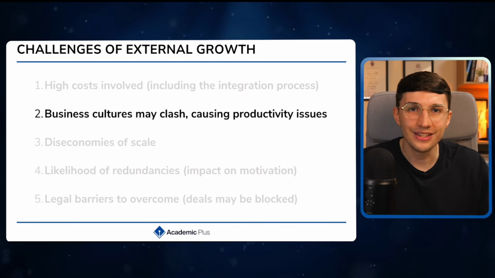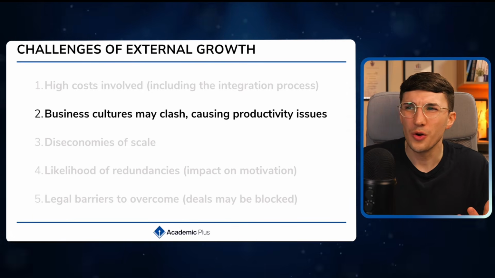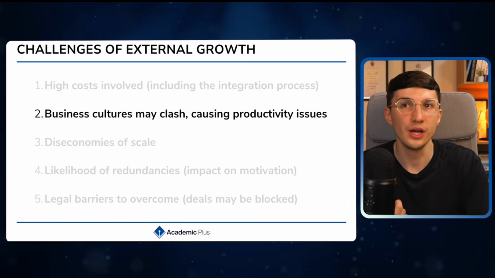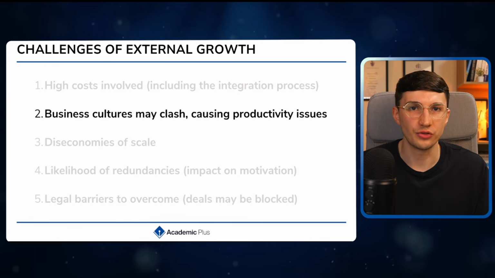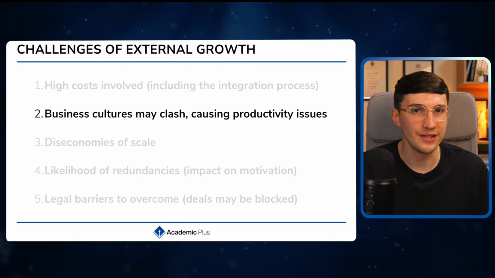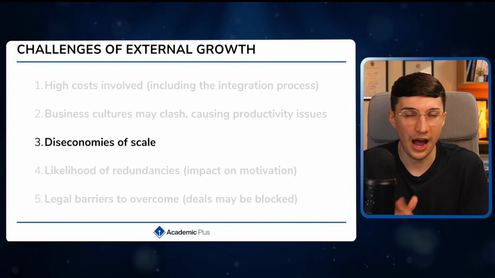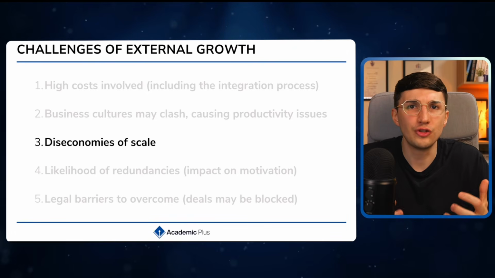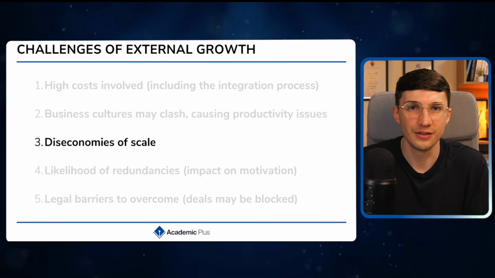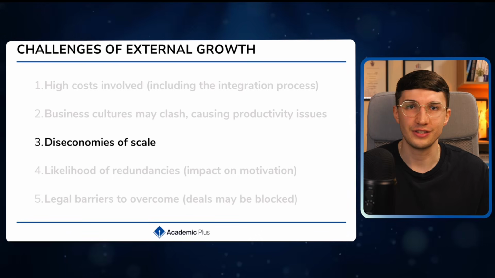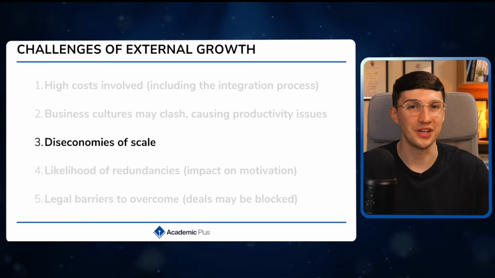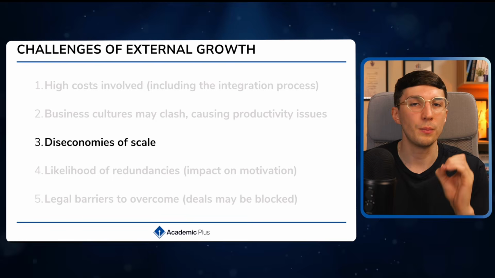Or we could look at Handy's corporate culture model. One company may decide to have a task culture, but if they're merging with a role culture, there's going to be a lot of clashes between these two. And of course, diseconomies of scale. Because the growth is happening rapidly, you are potentially doubling your size overnight. Well, the potential for those inefficiencies, control, coordination, communication, motivation, could all now be present.